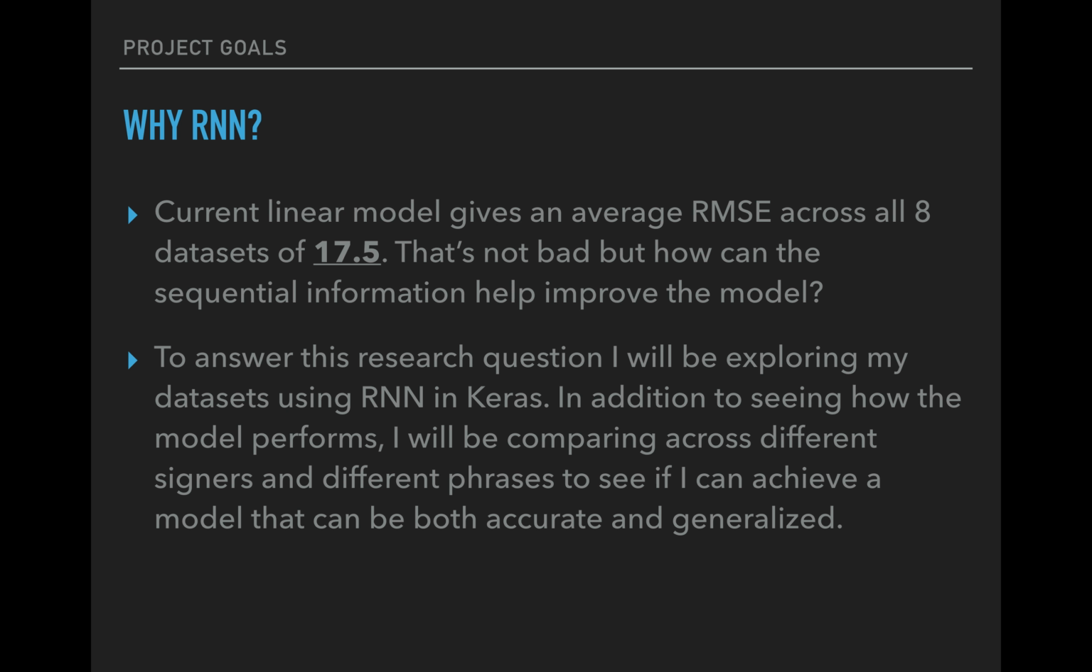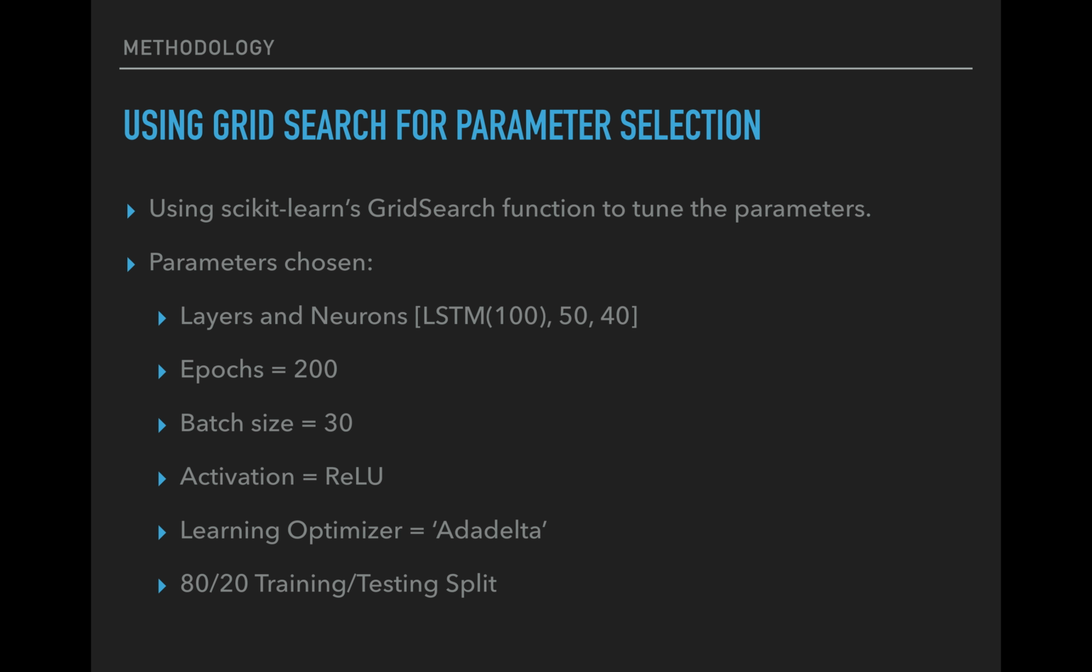to improve my model. Now, to start with, I'm using grid search for parameter selection. I have 3 layers in total in my network. The first one is a long short-term memory layer with 100 neurons. With these parameters, I train my model on my data set, and for testing, I have 7 other data sets with the same variables, but with either a different signer or a different phrase.